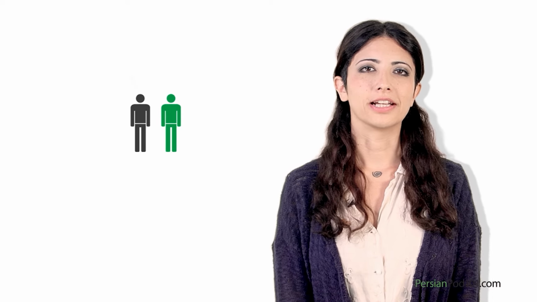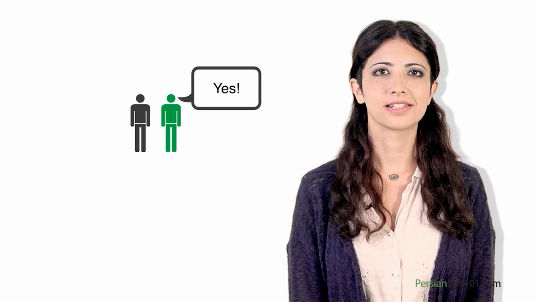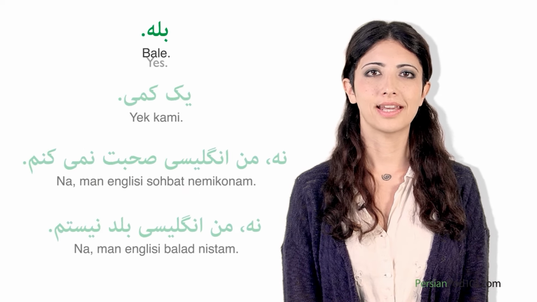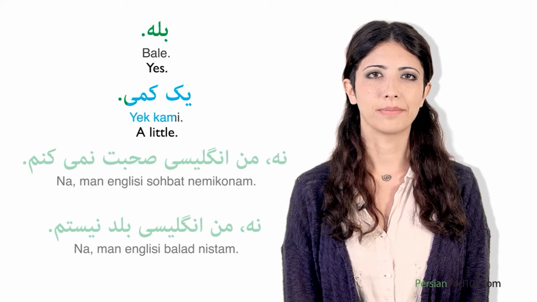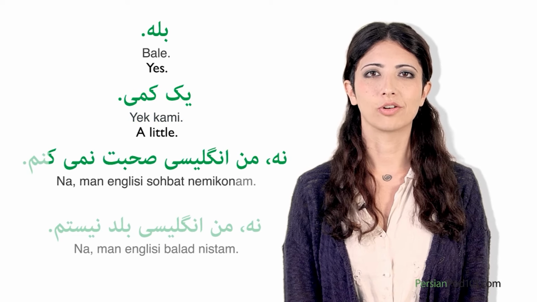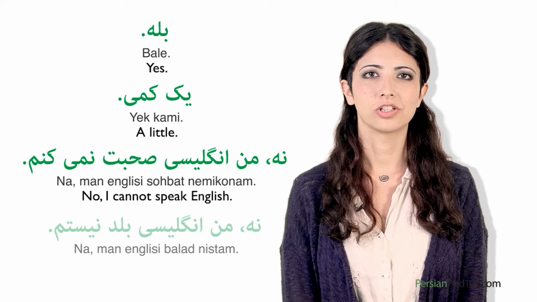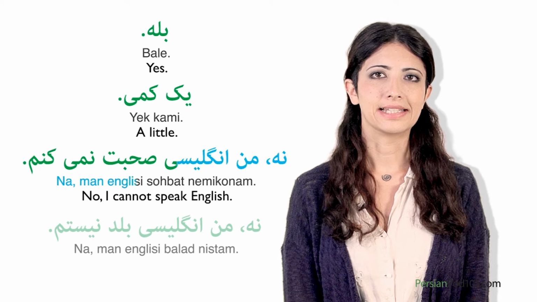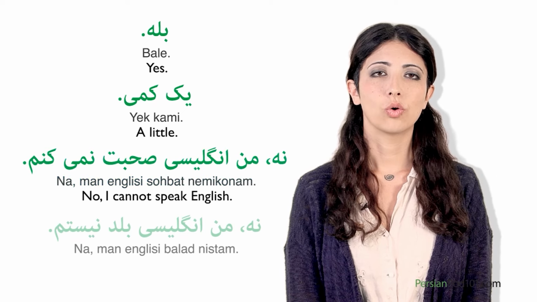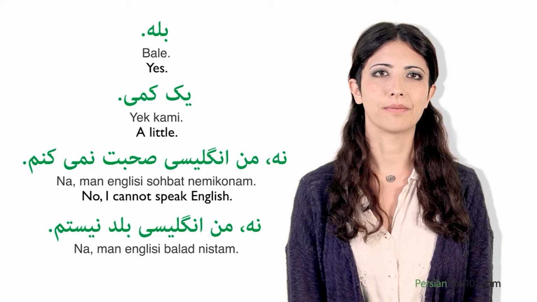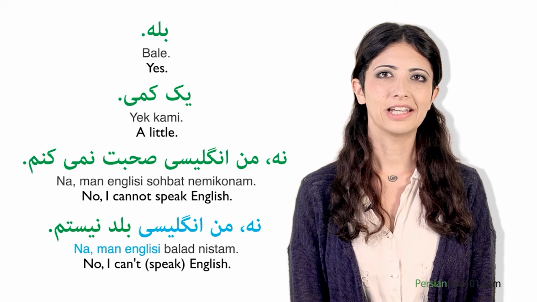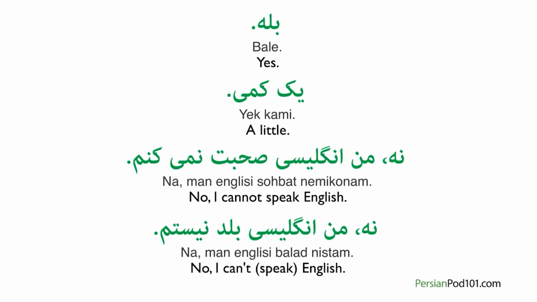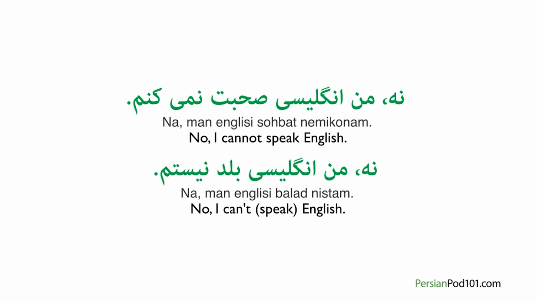If someone replies to you in English, you'll know the answer to your question is yes. But if they answer you in Persian, you might receive one of these responses. بله, yes. بله, یک کمی, a little. نه, من انگلیسی صحبت نمی کنم. No, I cannot speak English. Or, نه, من انگلیسی بلد نیستم. No, I can't speak English.